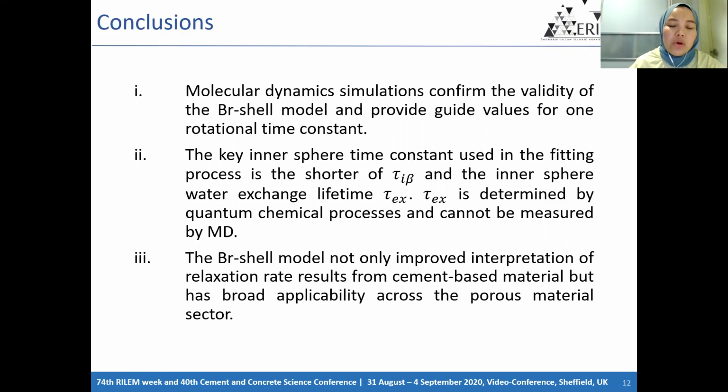And the Brownian shell model not only improves the interpretation of relaxation rate results from cement-based material, but has broad applicability across the porous material sector.